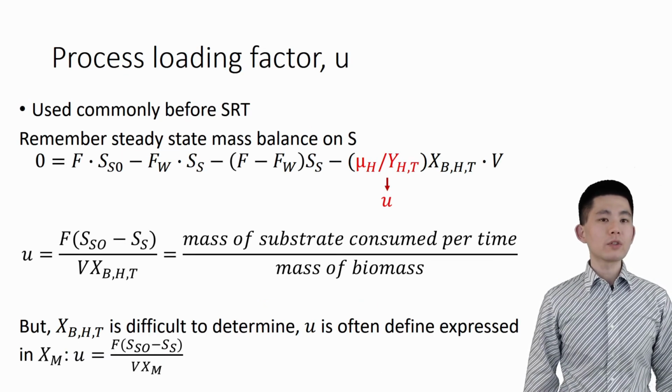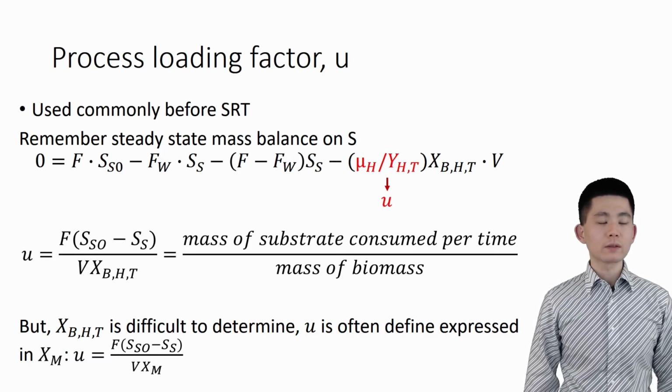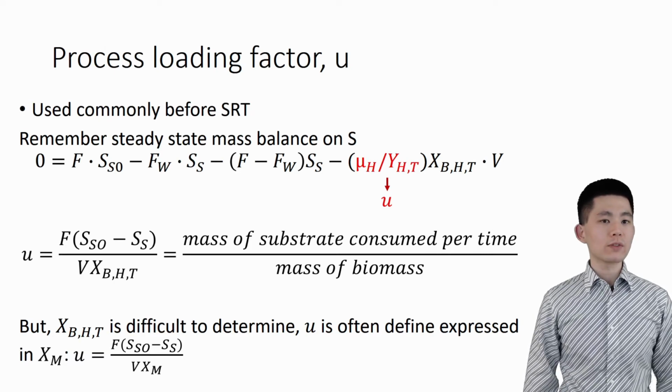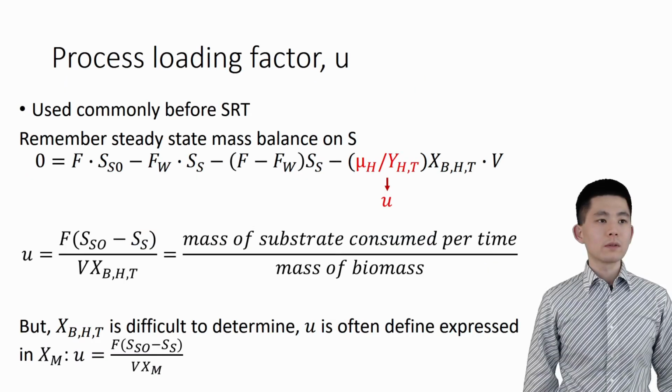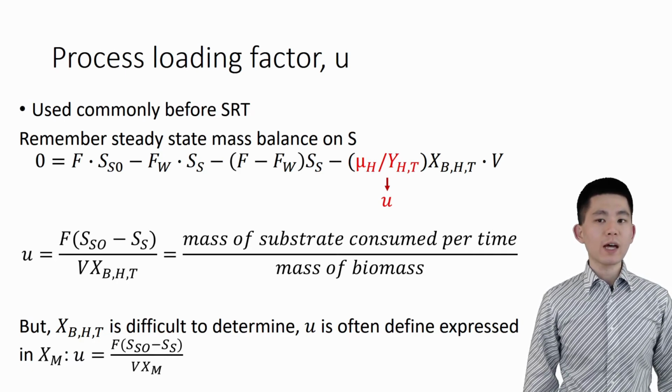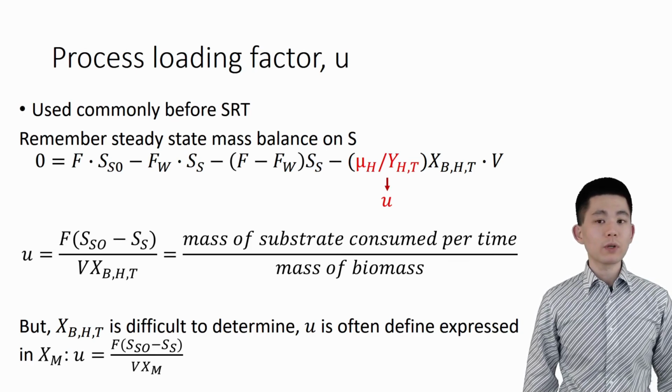Because it is hard to unify the SRT for the overall system and the specific growth rate in each reactor, in systems with multiple reactors in series, process loading factor is used. It is the specific growth rate divided by yield. After rearranging, it can be expressed as the mass of substrate consumed per time divided by the mass of active biomass. But because the active biomass is hard to measure experimentally, the process loading rate can be defined as the mass of substrate consumed per time divided by the mass of MLSS.